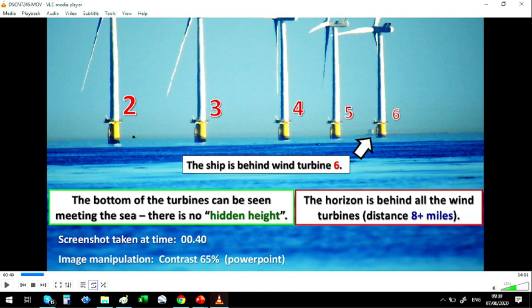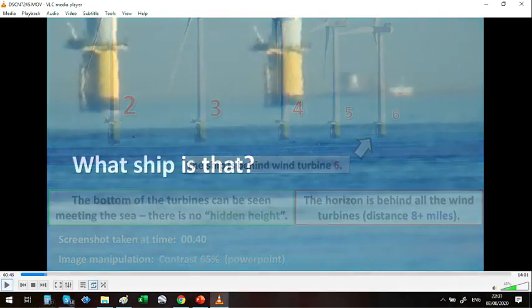The bottom of the turbines can be seen meeting the sea. There is no hidden height. The horizon is behind all the wind turbines. Distance 8+ miles. Screenshot taken at time 40 seconds.